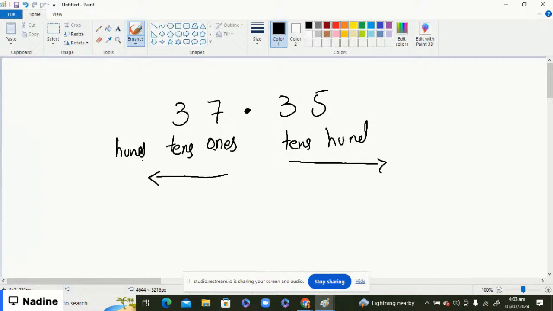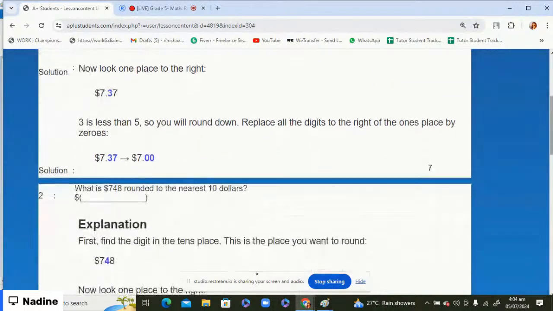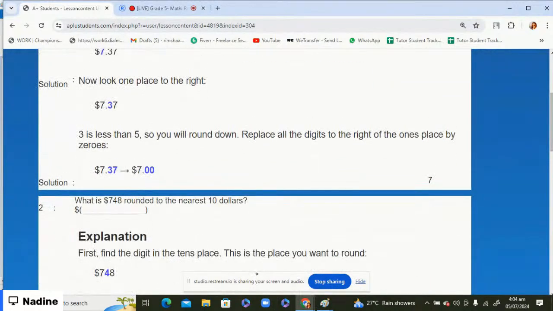So this is basically 7.37. Here 7 is in the ones place, 3 is in the tenths place. Since this 3 is in the tenths place, we just round it down to 7.